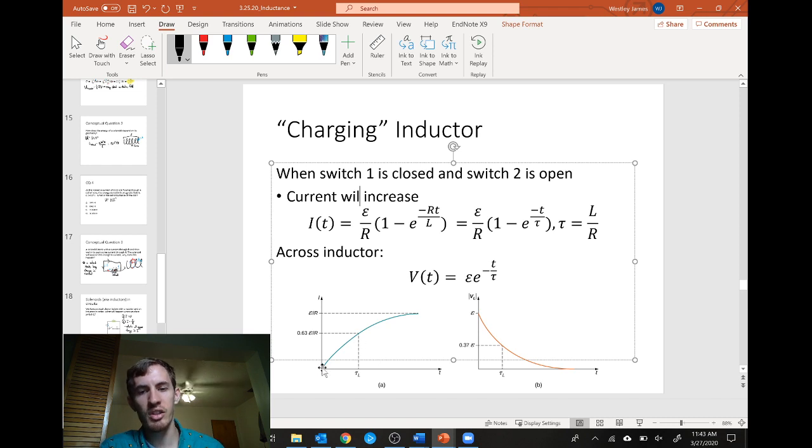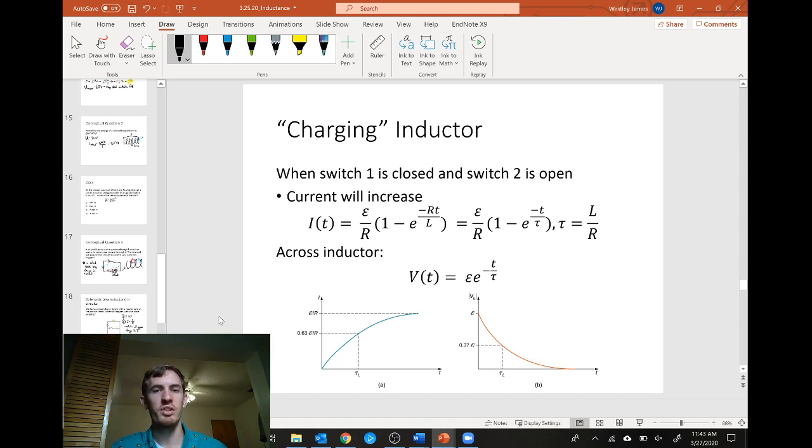Initially it's going to have the largest opposition to the current, and then it's going to kind of take longer and longer and longer, and we get this flat line. Eventually it reaches the maximum. What is the maximum? The maximum is as if the inductor wasn't there.